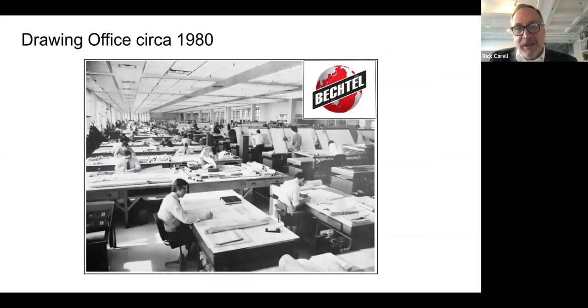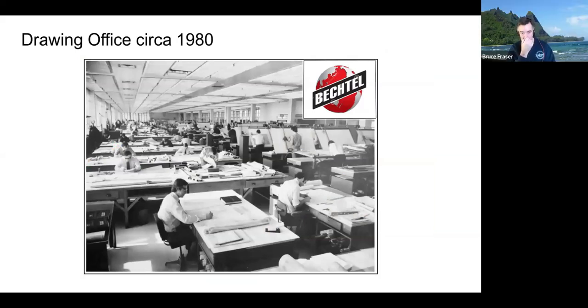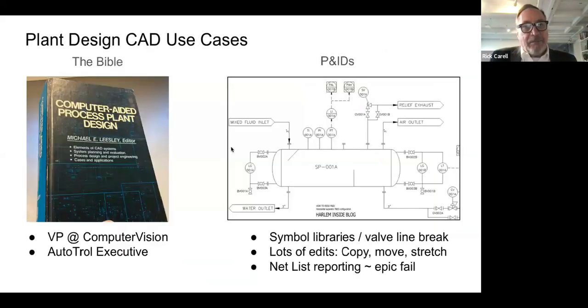So I started in the Bechtel drawing office in 1980, and this is pretty much what it looked like. Big drafting tables all over the place, lots of telephones ringing, a lot of noise, really difficult to concentrate. And this is the Bible, the Leasley Bible. I didn't ship this to you, but every CAD manager had one on the shelf. Mike Leasley was an English guy from Cambridge, a VP of computer vision, and he kind of wrote the book on what to do with plant design CAD.